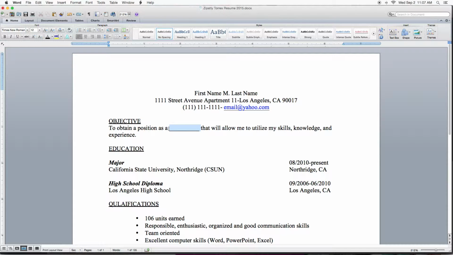And then you continue writing by saying "that will allow me to utilize my skills, knowledge, and experience." This is just very basic. If you want to change the ending, you can change it however you feel like. Just keep it very professional and short. Don't make it a paragraph long. It should just be a few sentences.